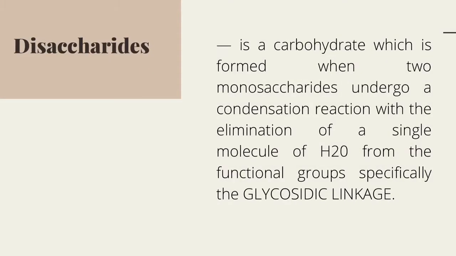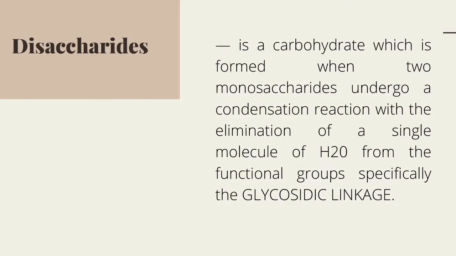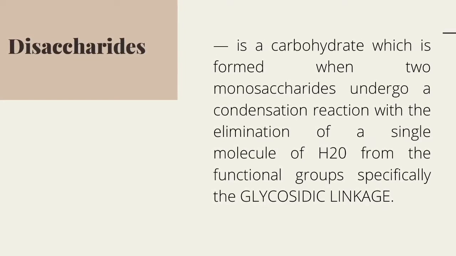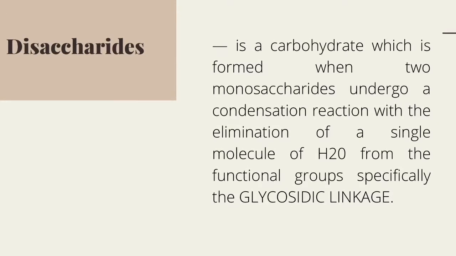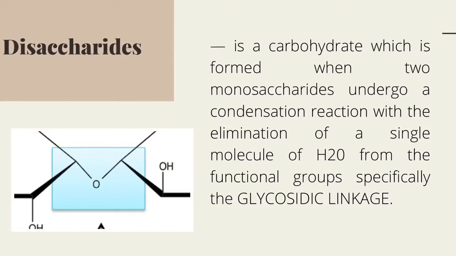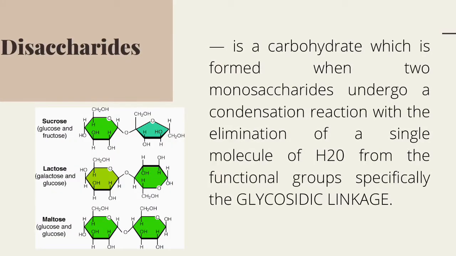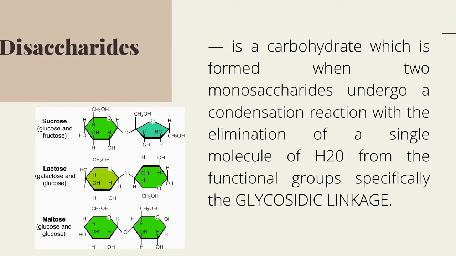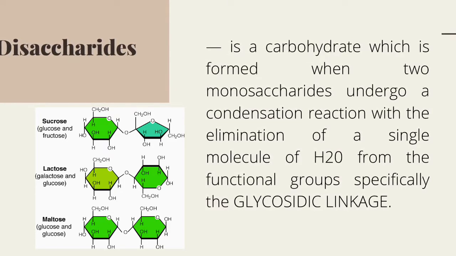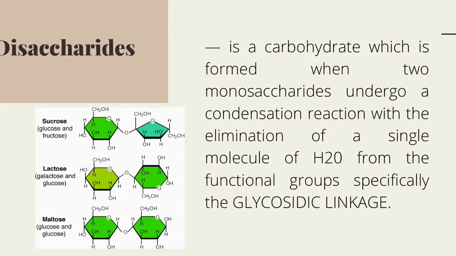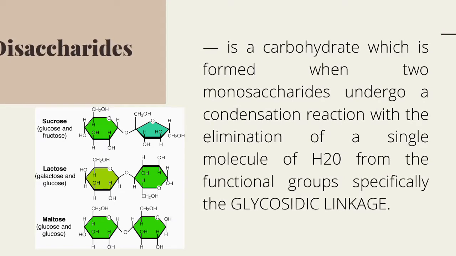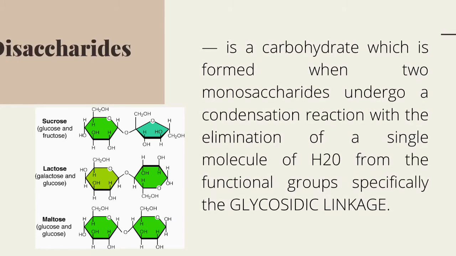Disaccharides. A disaccharide is a carbohydrate formed when two monosaccharides undergo a condensation reaction with the elimination of a single molecule of H2O from the functional groups, specifically forming a glycosidic linkage. Examples of disaccharides are sucrose, lactose, and maltose. Sucrose is found in table sugar and is often formed as a result of photosynthesis, lactose is a milk sugar that is a source of energy for infants, and maltose is a malt sugar found in sprouting grains.